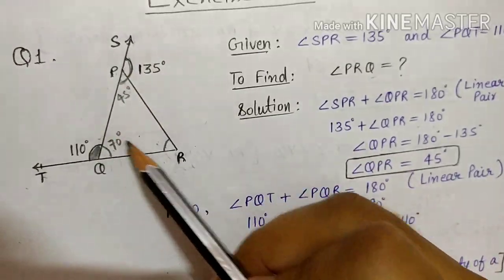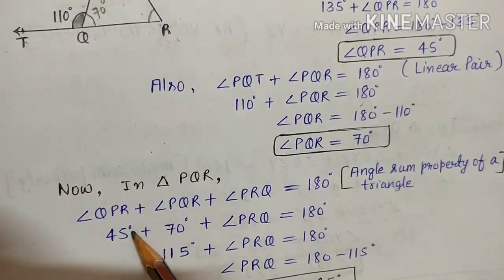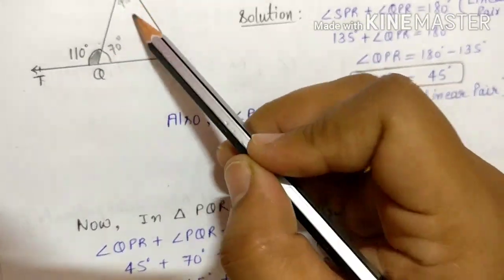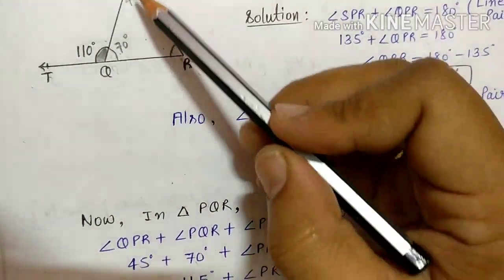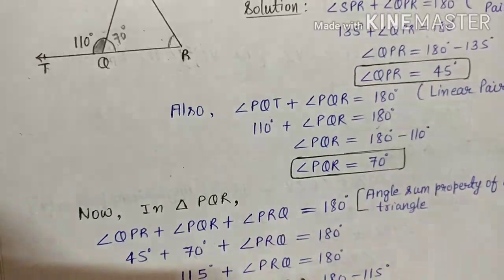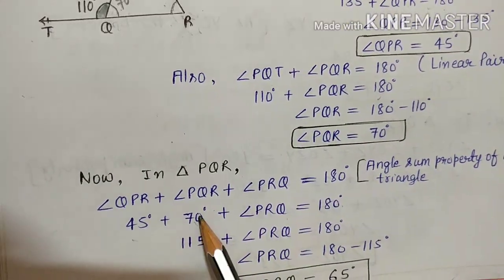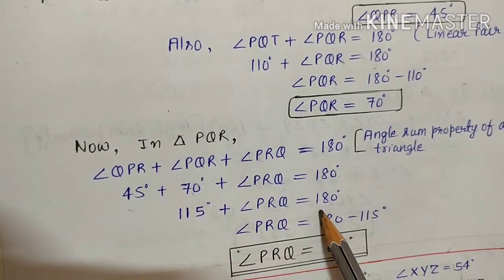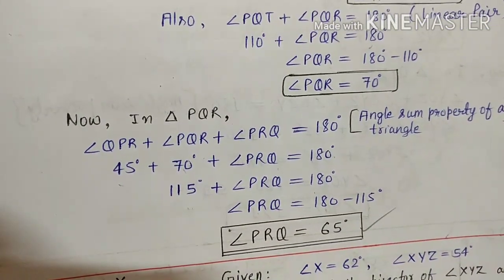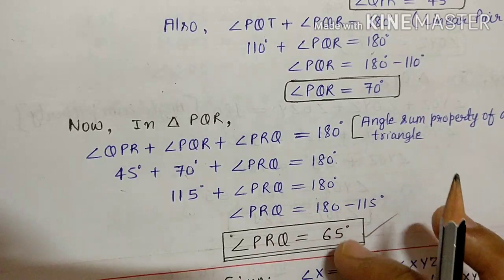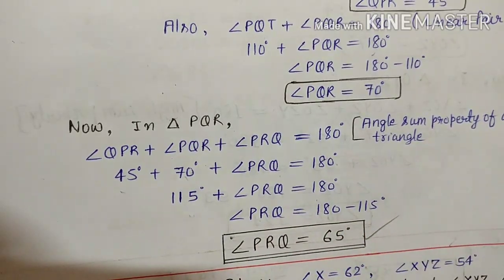So in triangle PQR, angle QPR, this one, 45, plus angle PQR, that is 70 degrees, plus angle PRQ, which we have to find out, equals how much? 180. 45 plus 70 is 115. PRQ equals 180 minus 115, which comes to 65 degrees. Okay, in this way we have solved our first question by using theorem number 8.